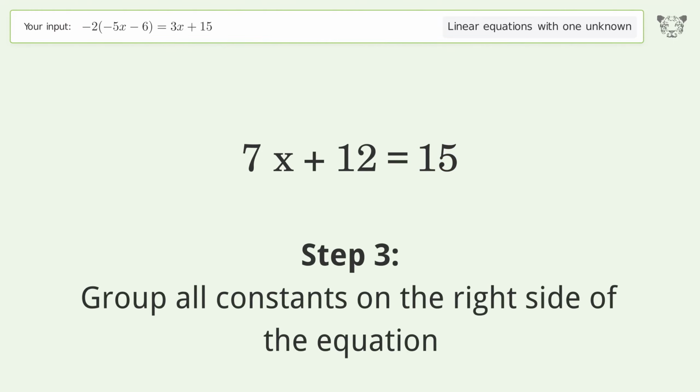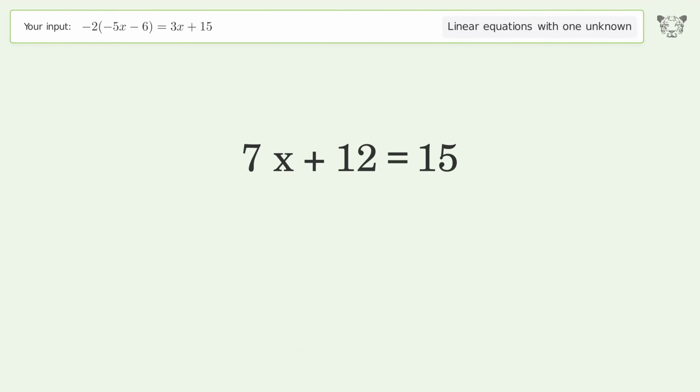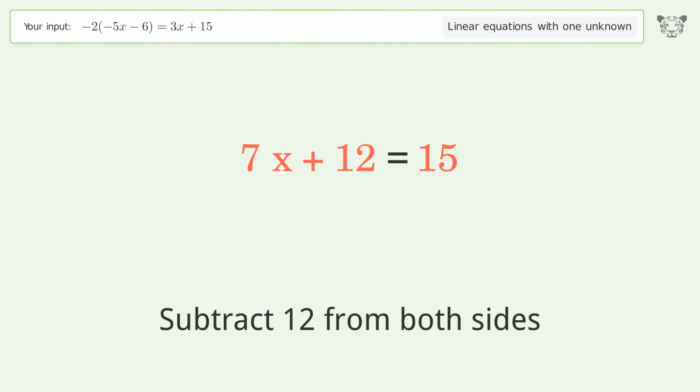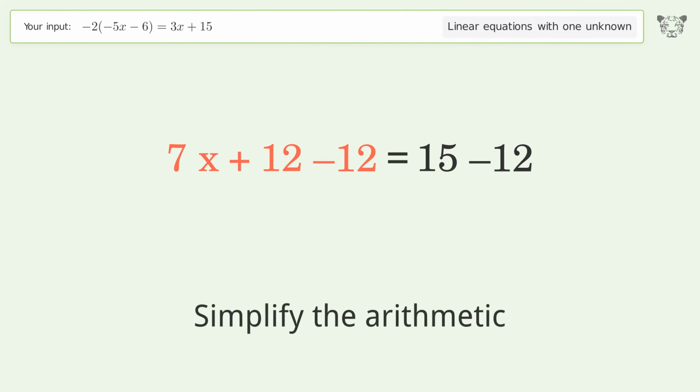Group all constants on the right side of the equation. Subtract 12 from both sides. Simplify the arithmetic.